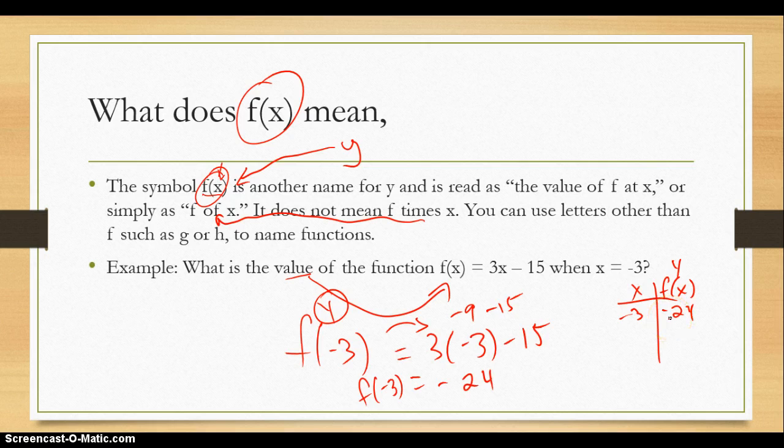Okay, so don't let that distract you. Don't let this f of x, this function, this word, distract you from what they're trying to find here. They're just telling you what x equals, and we plug it in, and we find out what our y would equal.